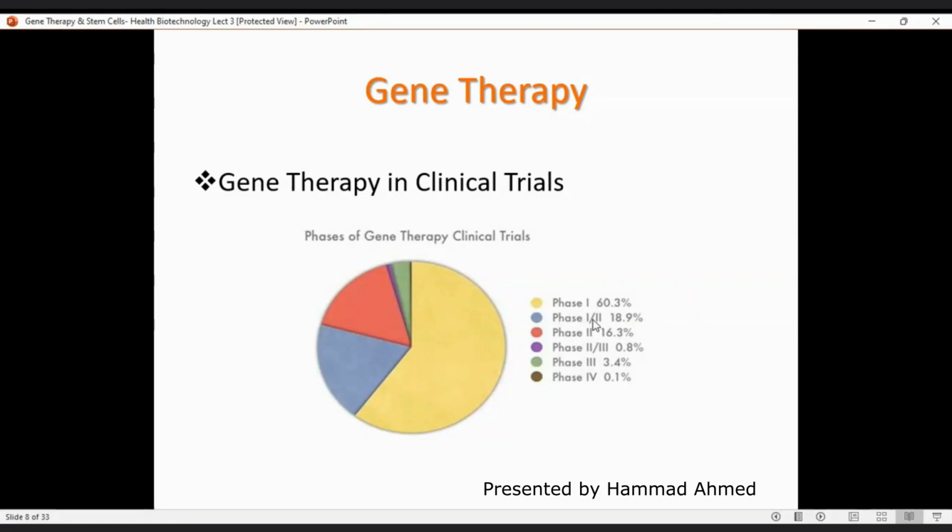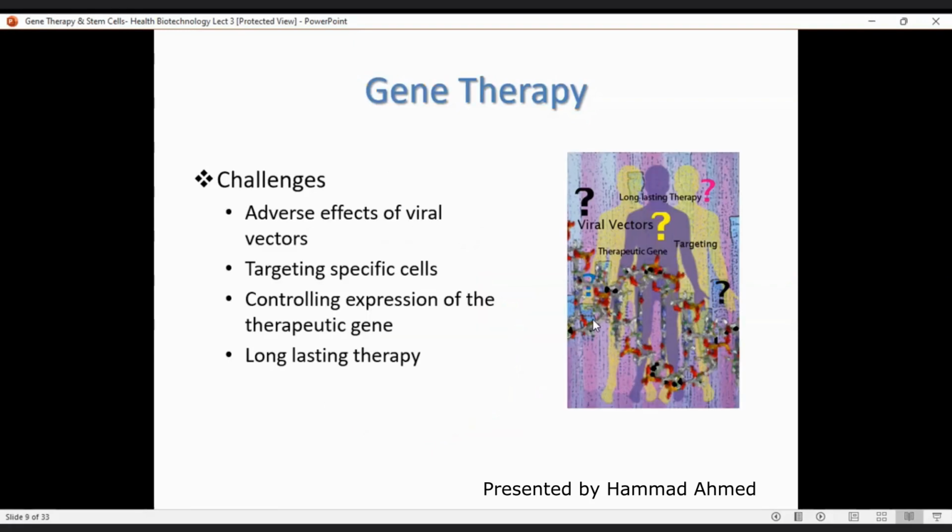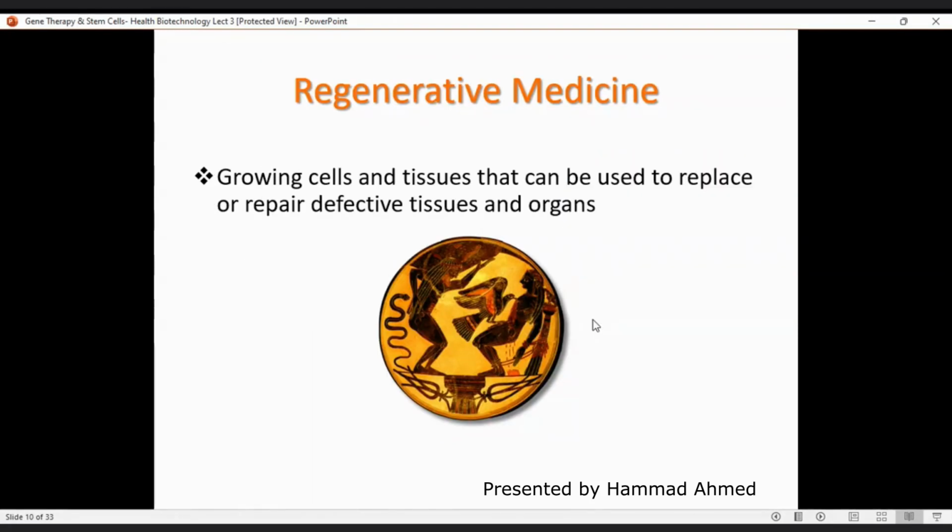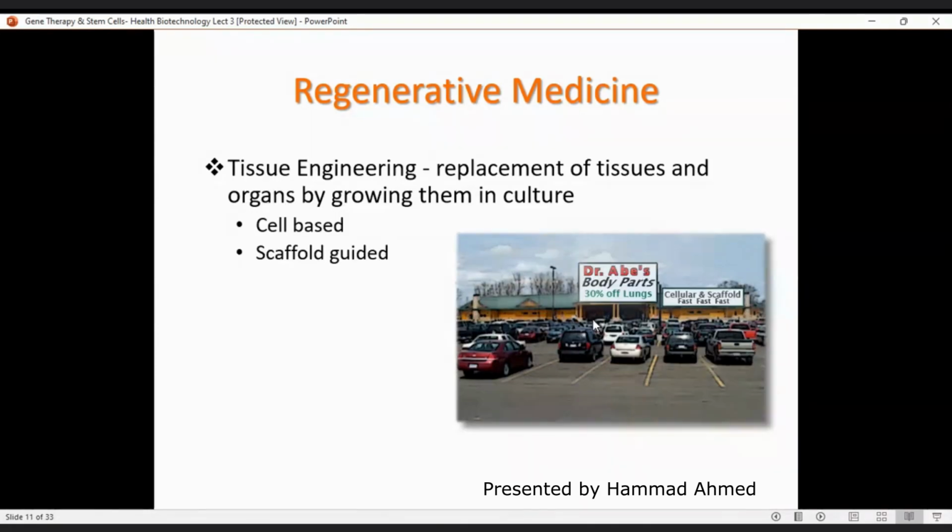Another new technique which is evolving in the biotechnology field is regenerative medicine. In regenerative medicine, new cells and tissues are grown outside the body and then replace defective tissues and organs. One of the main domains of this medicine is tissue engineering, the replacement of tissues and organs by growing them in culture.